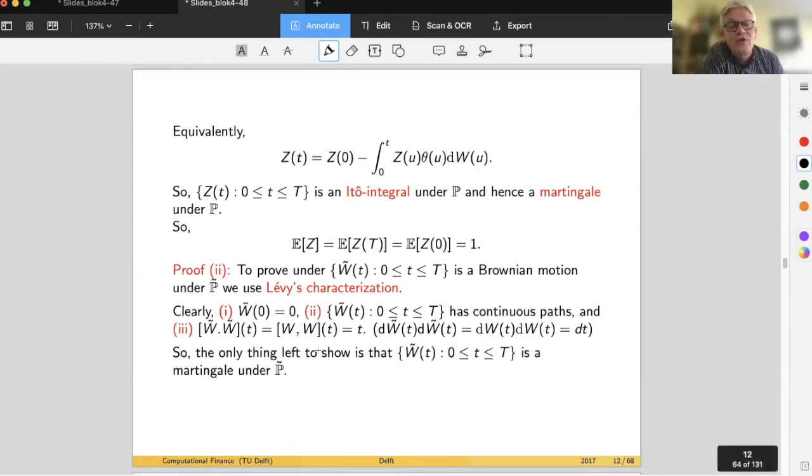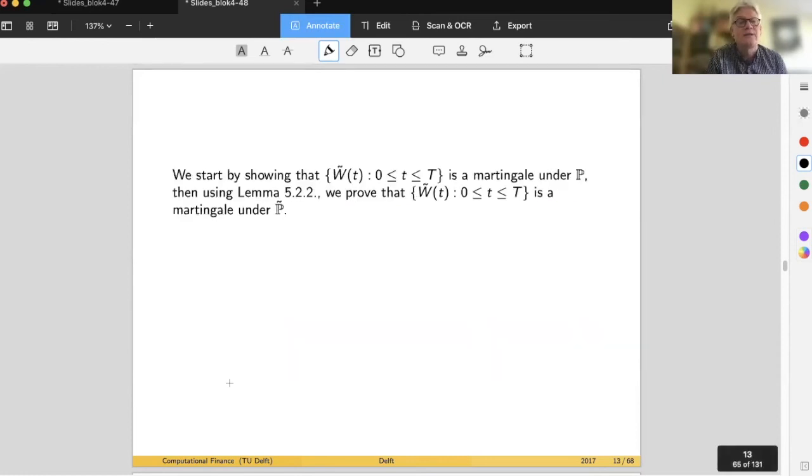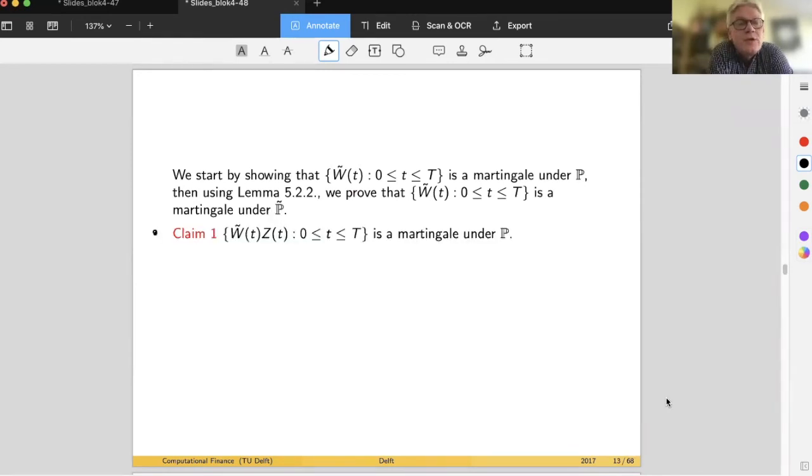So the only thing left to show is in fact that W tilde t, little t from 0 to capital T, is a martingale under P tilde. And also we do that in two parts. We first start by showing that this W tilde T times Z T is a martingale under P. And then we will be using lemma 5.2.2 from the previous lecture in order to prove that W tilde T is a martingale under P tilde. So we first want to prove the first claim that W tilde T times ZT is a martingale under P.